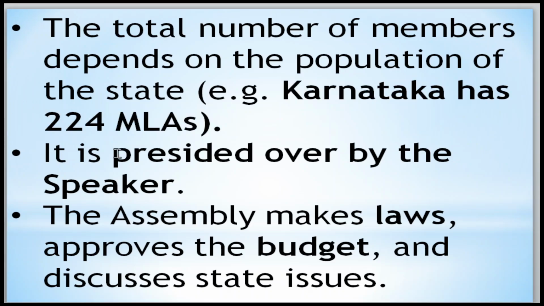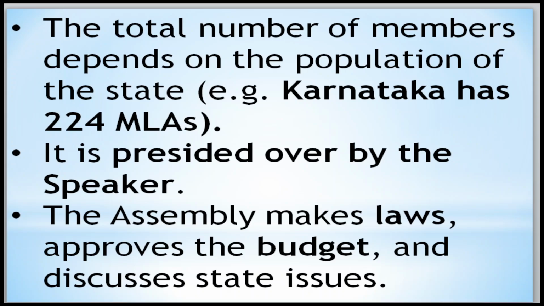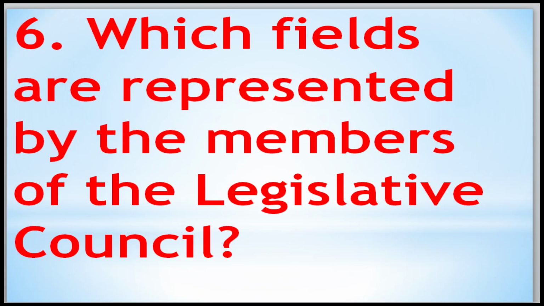Okay. Next, it is presided over by the speaker. So who is the president here? Presided by the speaker only. So here the chairman of the assembly is the legislative assembly speaker. The assembly makes laws, approves the budget and discusses state issues also. Okay, so these are the things you have to write in the structure of the legislative assembly. Now move to the next one.